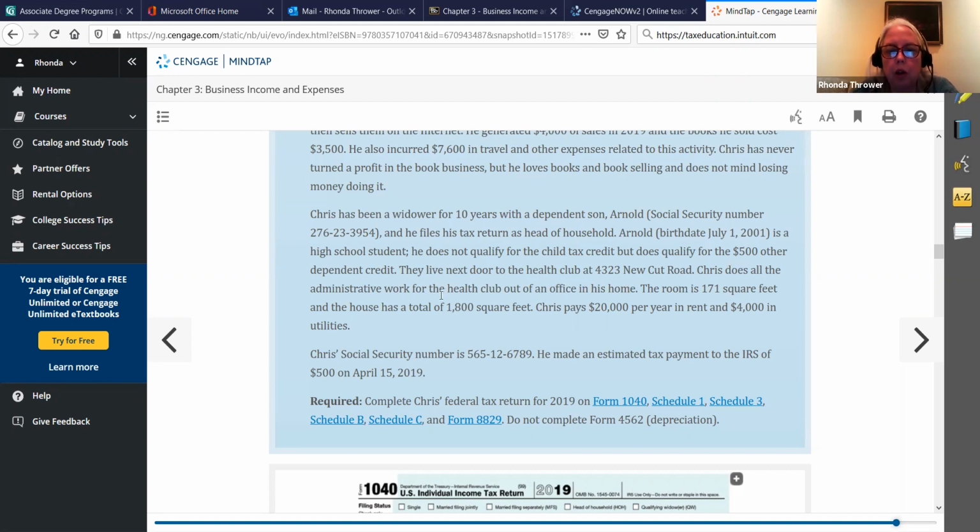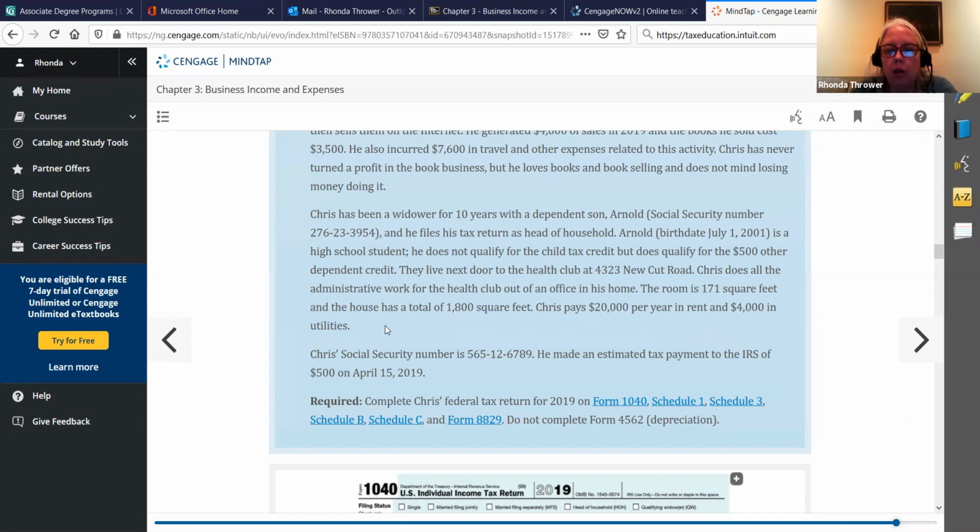It says that they live next door to the health club at 4323 New Cut Road, and Chris does all the administrative work for the health club out of an office in his home. And then they give you information about a home office. The room is 171 square feet, and the house had a total of 1,800 square feet. So you've got to divide 1,800 into 171 to get a percentage of the expenses that he incurs that he can take toward that home office. And he can take rent and he can take utilities, but he can only take a portion of that.